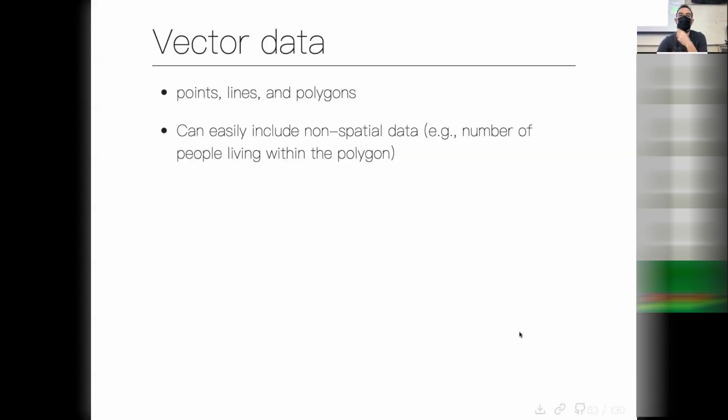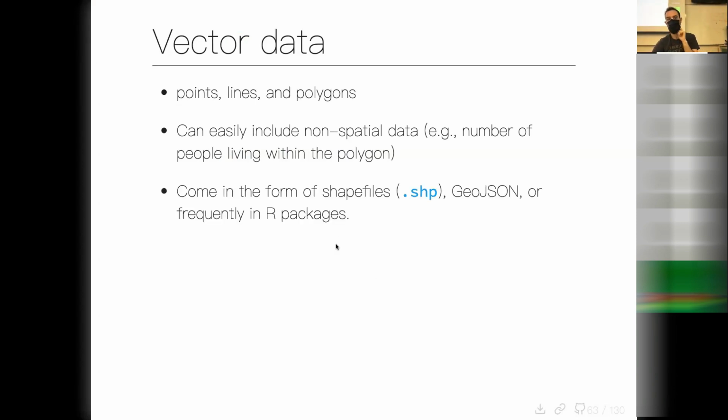So vector data are points, lines, and polygons. And you can very easily often include non-spatial things attached to these. So you can have some polygon, and then you can say within these polygons, how many people live in that polygon? How many, I don't know, plants are there? How many trees are there? Whatever, anything that you want to say, you can attach to vector data pretty easily.